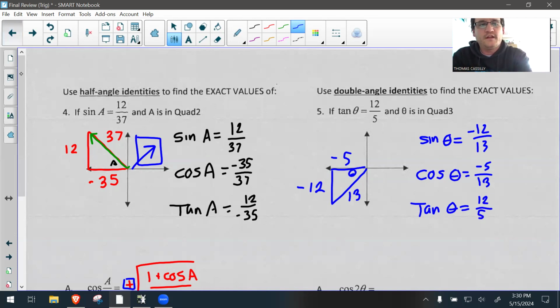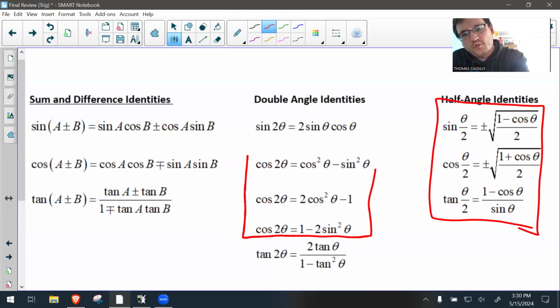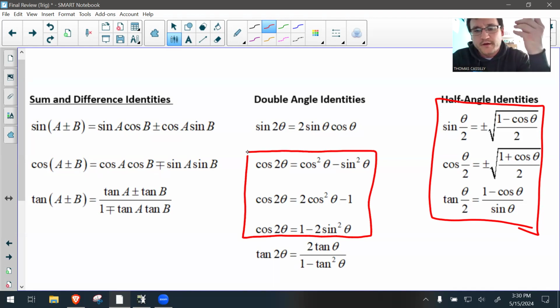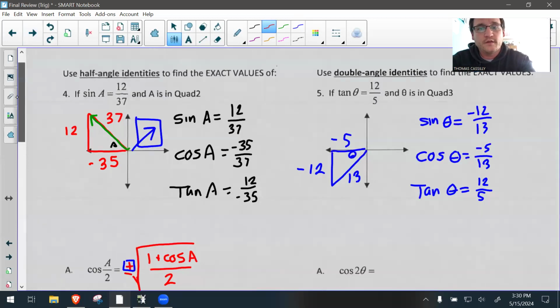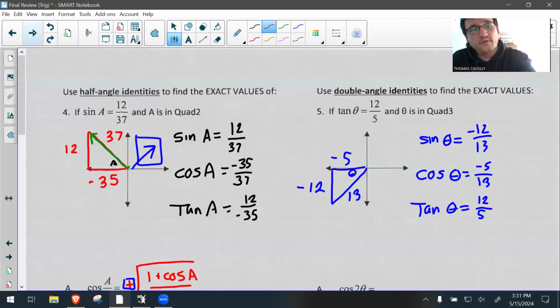Now, these identities are a little bit more involved here, the double angle identities. And notice how there's 3 of them for cosine. It really does not matter which one of these you pick. I think the third one is probably the easiest, but if you want to do the top one, by all means, go for it. So let's see what our first one is, the cosine of 2 theta. Again, it does not matter which one you pick. I kind of like the middle one more, so that's what I'm going to use.